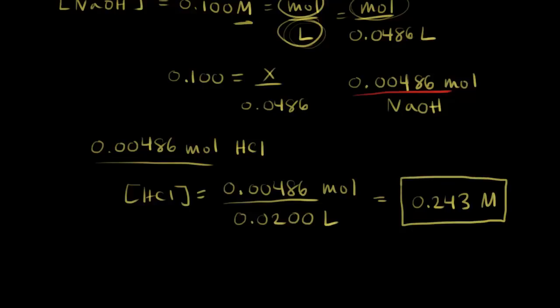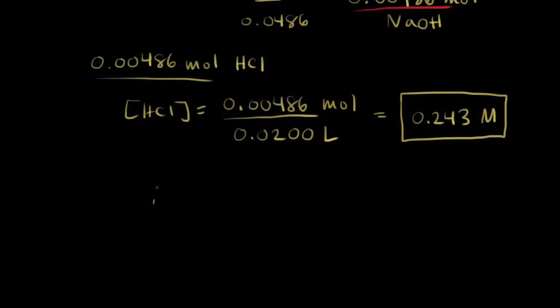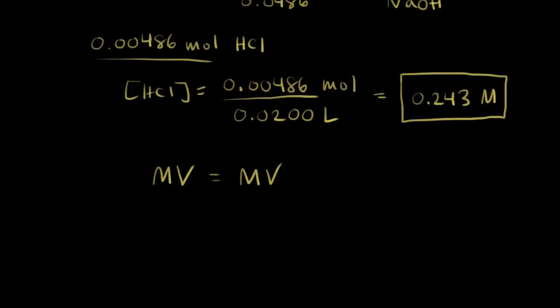There's a shortcut way to do this problem. The shortcut way would be to do the molarity times the volume of the acid is equal to the molarity times the volume of the base used. So MV is equal to MV. So let's say we have the acid over here on the left and the base over here on the right. The molarity of the acid is what we were trying to find, so I'll just make that X. The volume of the acid that we started with, you can just leave this in milliliters if you want. 20.0 milliliters is how much of the acid we started with.